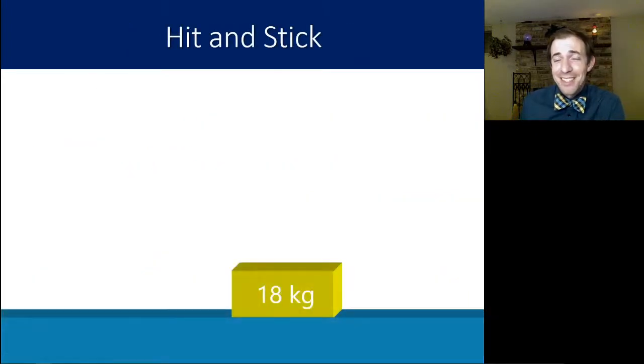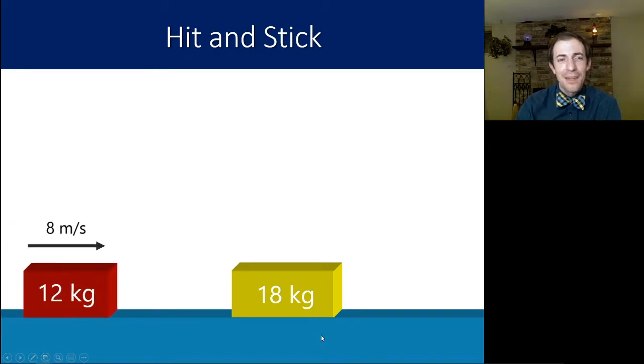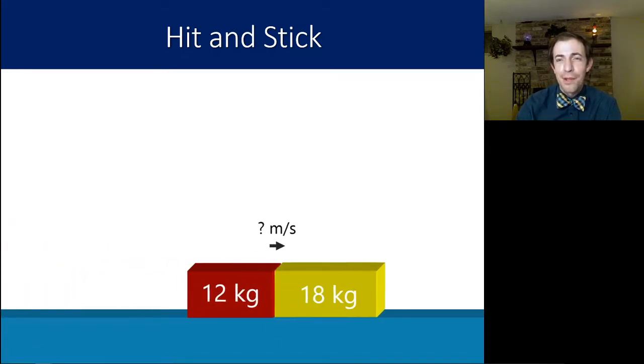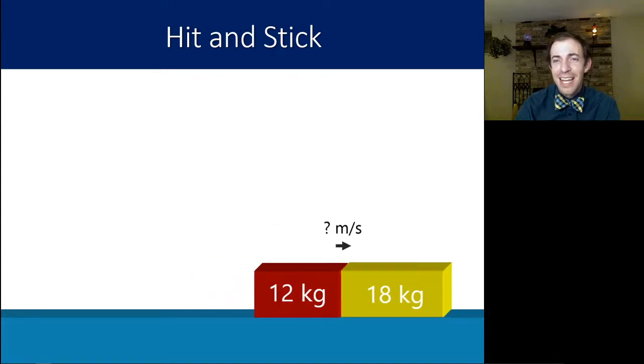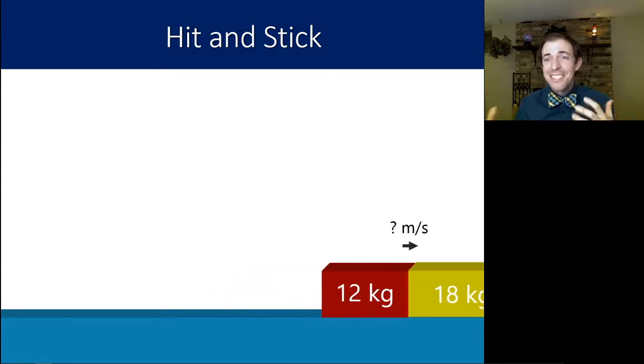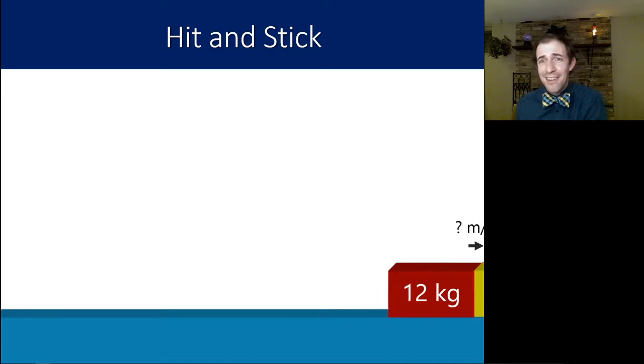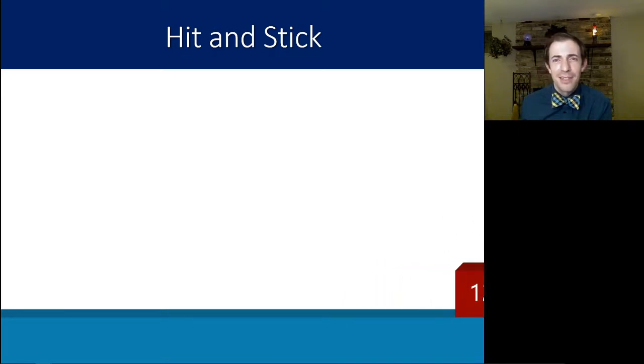All right, for our last example here, we're going to look at a hit and stick. So now we've got this 18 kilogram block just hanging out here on the table, and we fire a 12 kilogram block at it. But notice something different happened here: instead of them bouncing, they stuck together, and then they're moving together at some unknown velocity. So let's look at what the numbers tell us for this hit and stick problem.